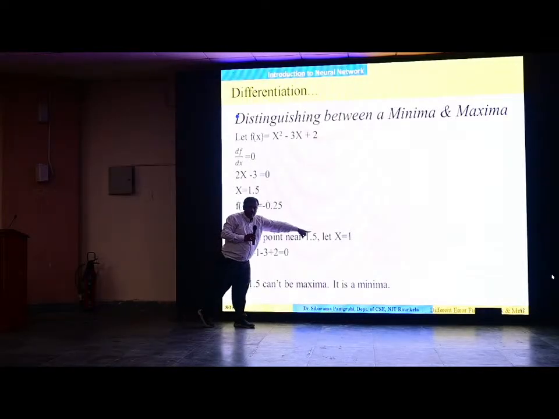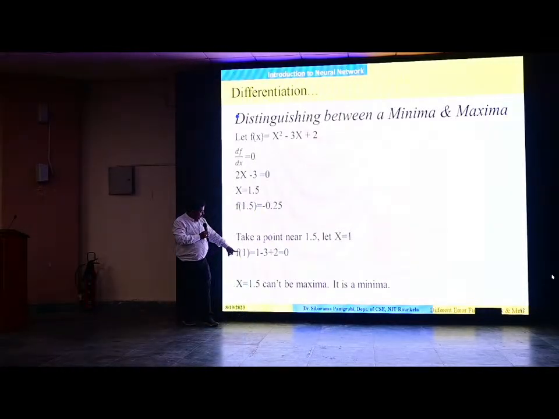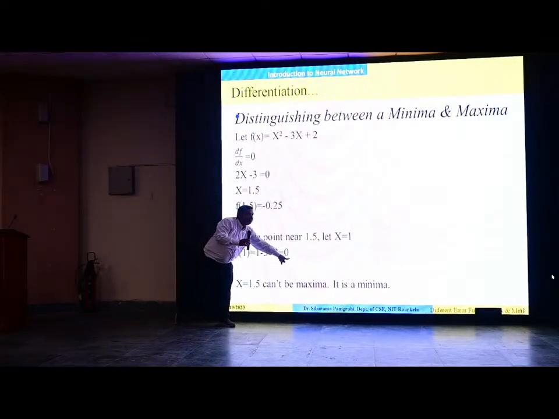Let's say x equal to 1. Put the value of x, f of 1. What are you getting? 0. So f of 1 equal to 0, whereas f of 1.5 equal to minus 0.25. So you see, at 1.5 the derivative is 0, and at 1.5 the function gives you minus 0.25, whereas at a nearer point, f of 1 gives you 0. So minus 0.25 is smaller than 0.